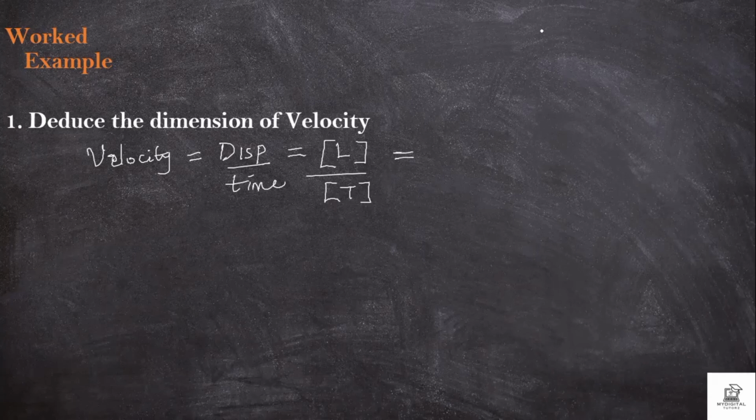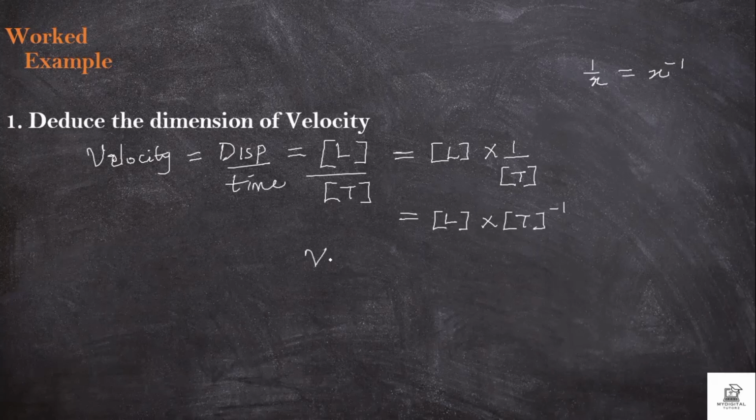Now, in maths, this I can rewrite to be something like this, multiplied by 1 over T. And in maths, 1 over x is the same thing as x raised to power minus 1. So in that case, 1 over T is the same thing as T raised to power minus 1. So I can say the dimension of velocity is equal to L T raised to power minus 1. This is the dimension of velocity.